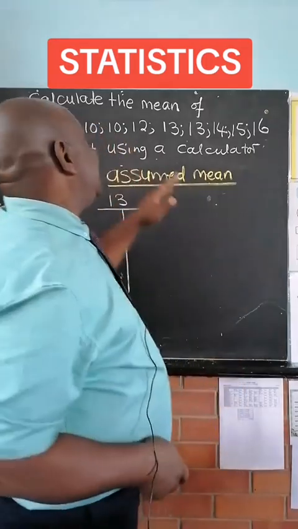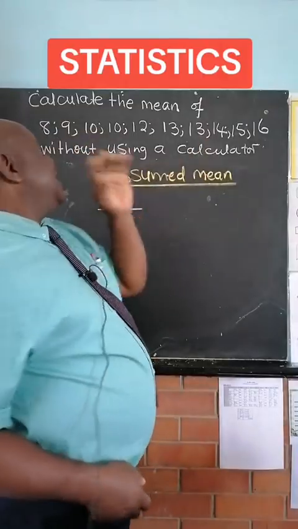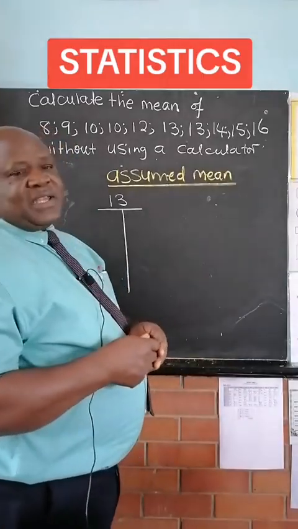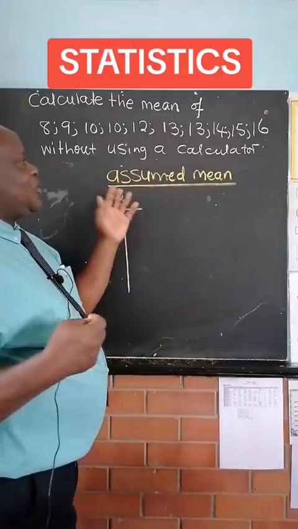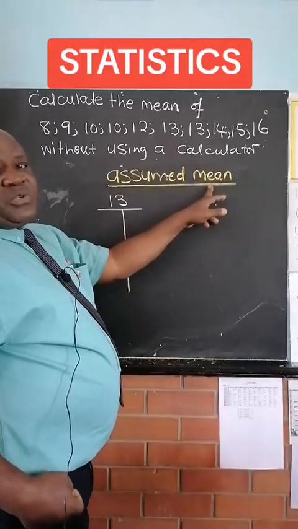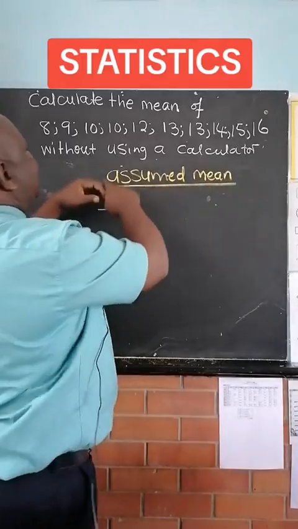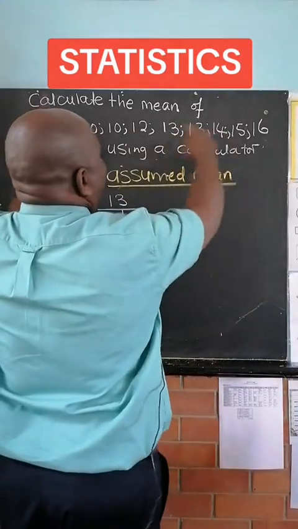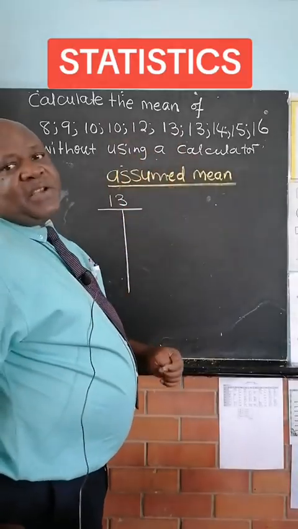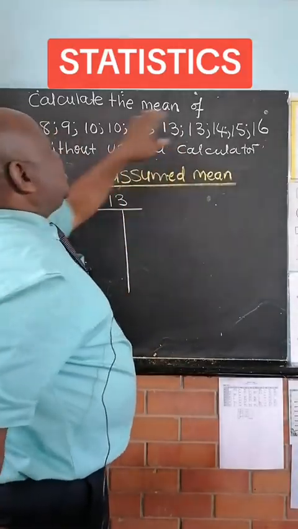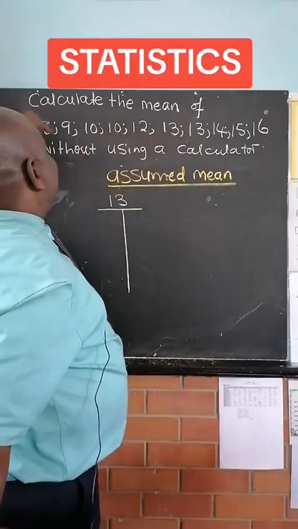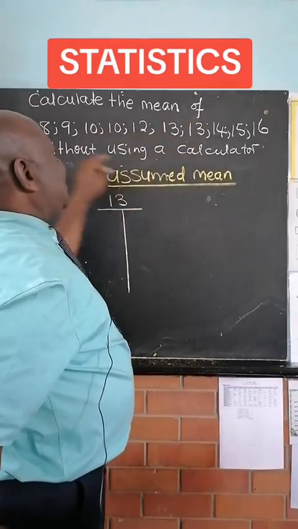Suppose we want to get the mean of a given set of numbers and we don't want to use a calculator. How do we do that? I'm going to suggest a method called the assumed mean or guessed mean. What we do is we guess that our mean could be anything in between there. If you check, this set of numbers is in ascending order, starting from lowest to greatest. So you choose a number in between that is bigger than the smallest but smaller than the biggest.